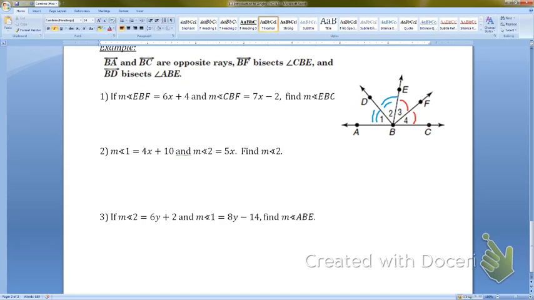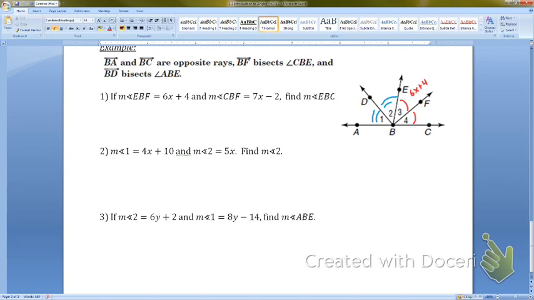Okay, so we have our drawing labeled before we even start the problem. Then the problem says angle EBF is 6x plus 4. So we're going to label our diagram. EBF is 6x plus 4.